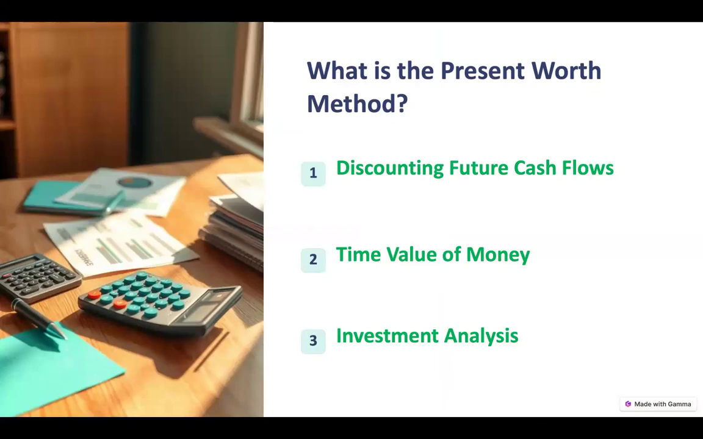The present worth method is about discounting future cash flows, time value of money, and investment analysis. Discounting future cash flows means that the present worth method converts the future cash inflows and outflows to their equivalent present values using an appropriate discount rate. So that is for the future cash flows.